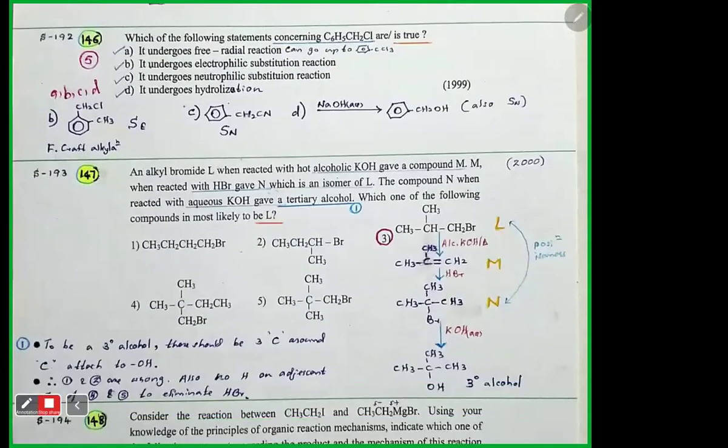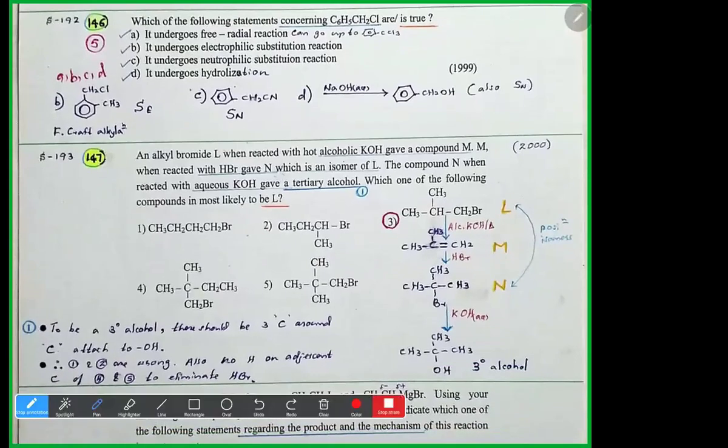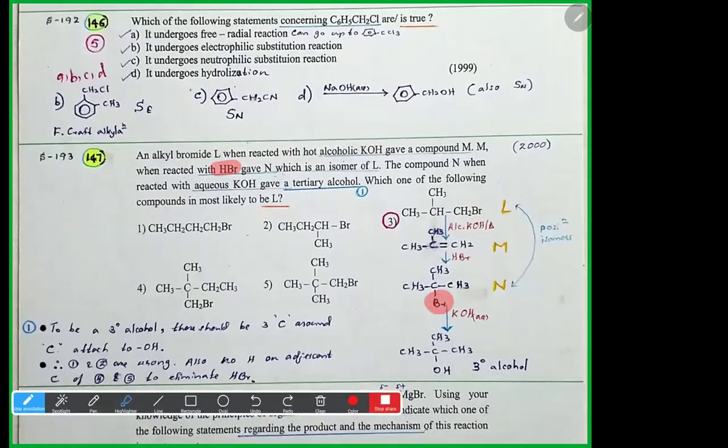147. L is an alkyl bromide reacting with alcoholic KOH. Alcoholic KOH converts this bromine to a double bond. That is an elimination reaction. It is in the compound M. So the double bond is reacting with HBr, meaning again it is making this bromine. They say L and this final N are isomers of each other.